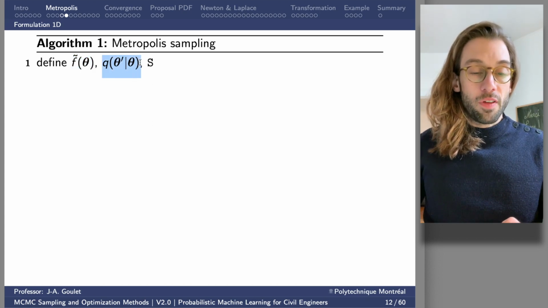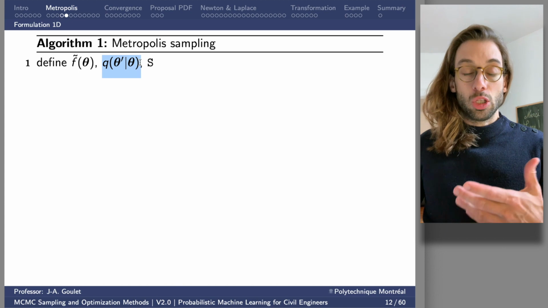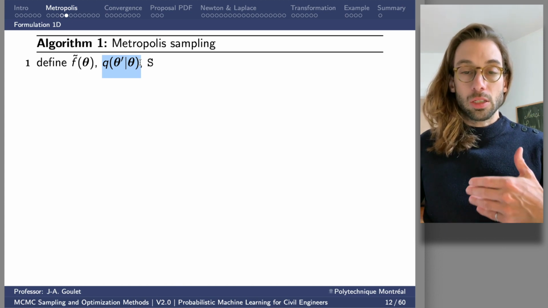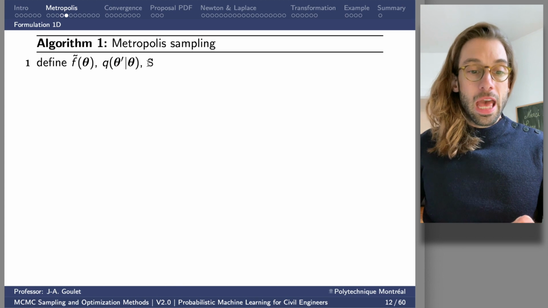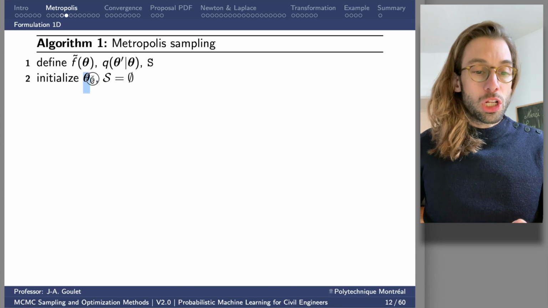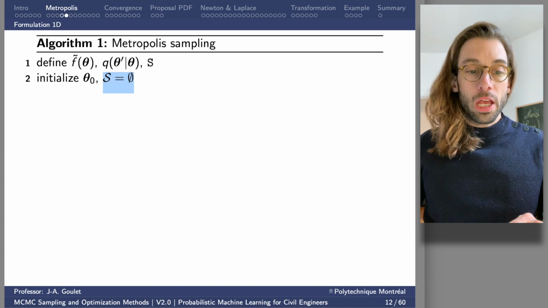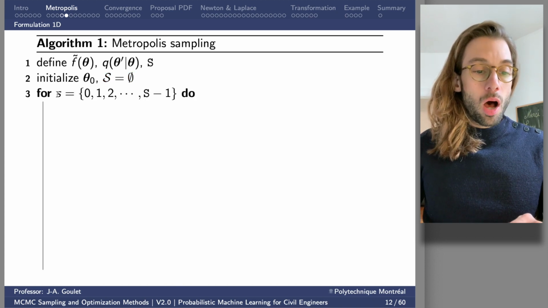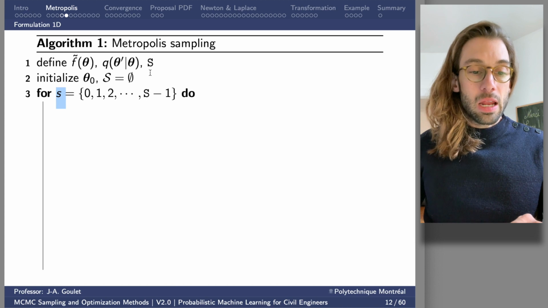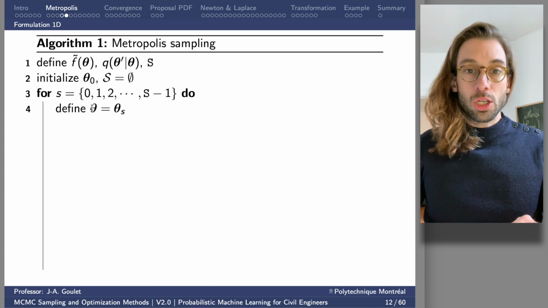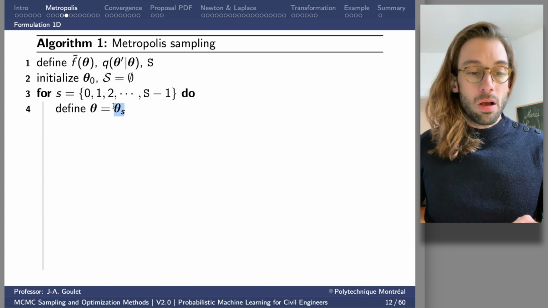We need to define ourselves a transition probability. In this case, it could be a multivariate normal that tells us where to move next given our current position, and S, a number of samples we want to draw. We initialize our sampling at a given location. Initially, our set of samples is going to be the empty set. Now for all the samples s in my set going from 0 to S minus 1, my current location is going to be theta s. So I'm at my initial location, theta 0.